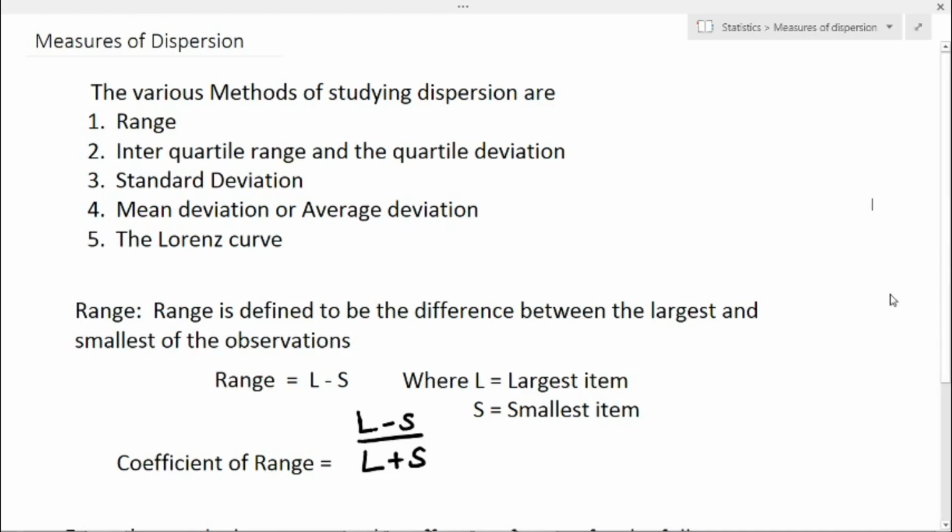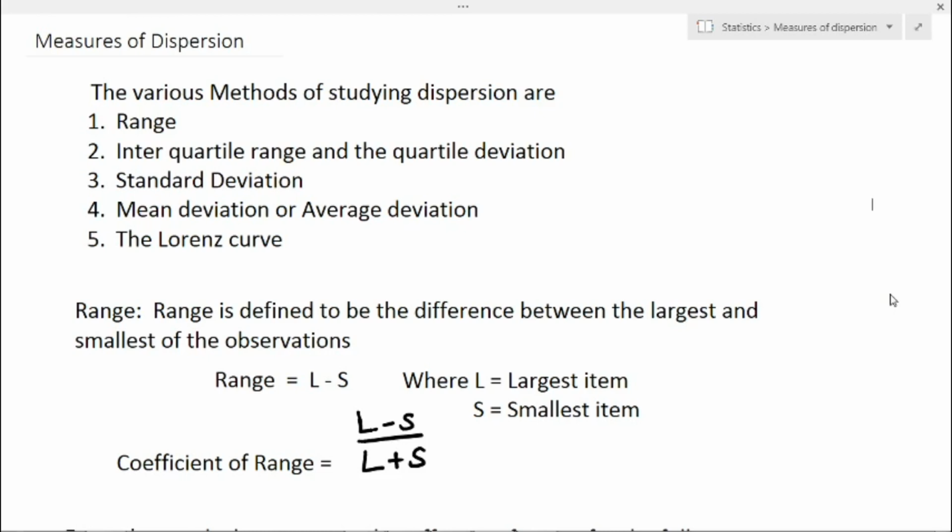The first two, that is range and quartile deviation, are called positional measures because they depend on the values at a particular position in the distribution. The next two, that is standard deviation and mean deviation, are called calculation measures of deviation because all of the values are employed in their calculation. And the last one, that is Lorenz curve, is a graphic method.